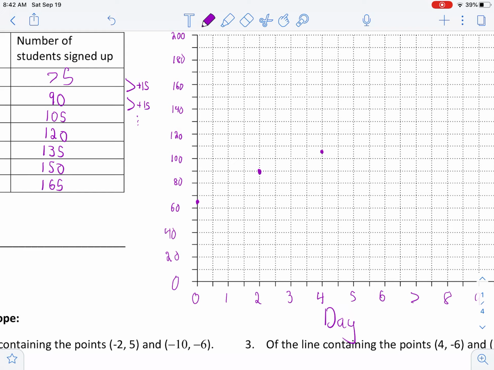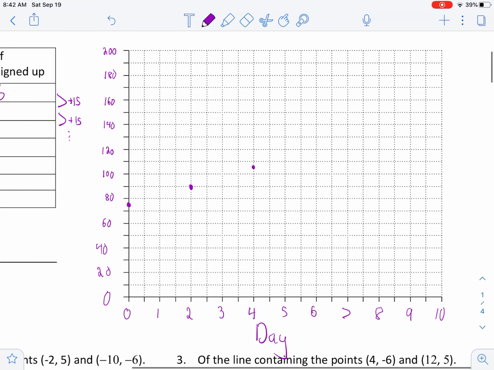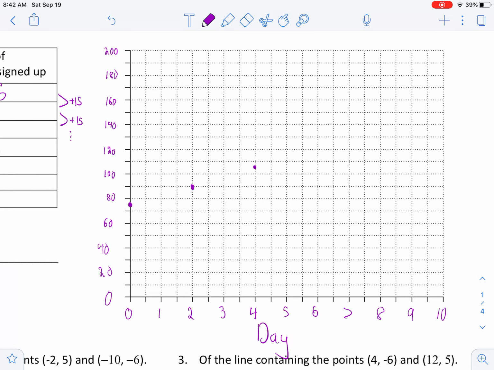Because those points don't look linear. So I always want to check to make sure that what I'm doing is correct. And it looks like I put that starting value dot at the 65 spot and not the 75. So I'm glad I paused there and just checked. I was checking to make sure the points were going to be linear, because I know this pattern is a linear pattern. It goes up by 15 every 2 days. So now I can proceed.